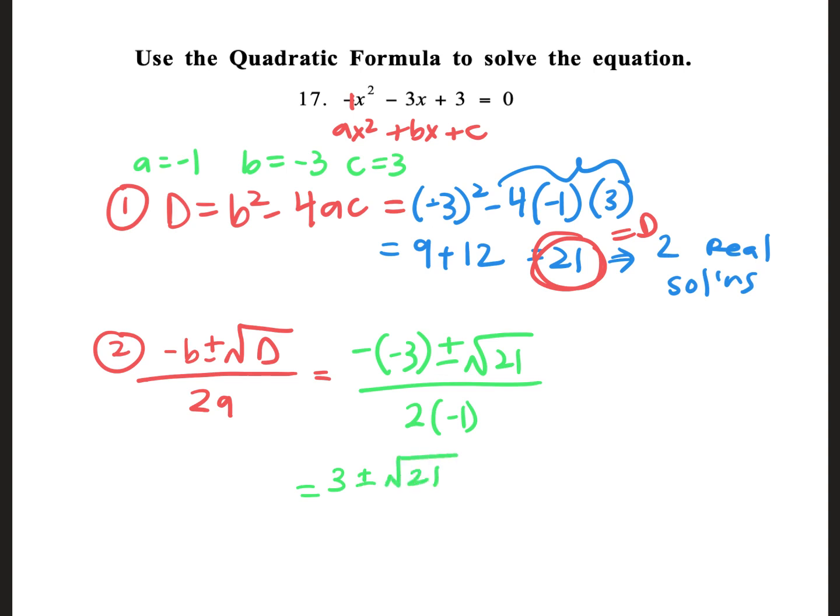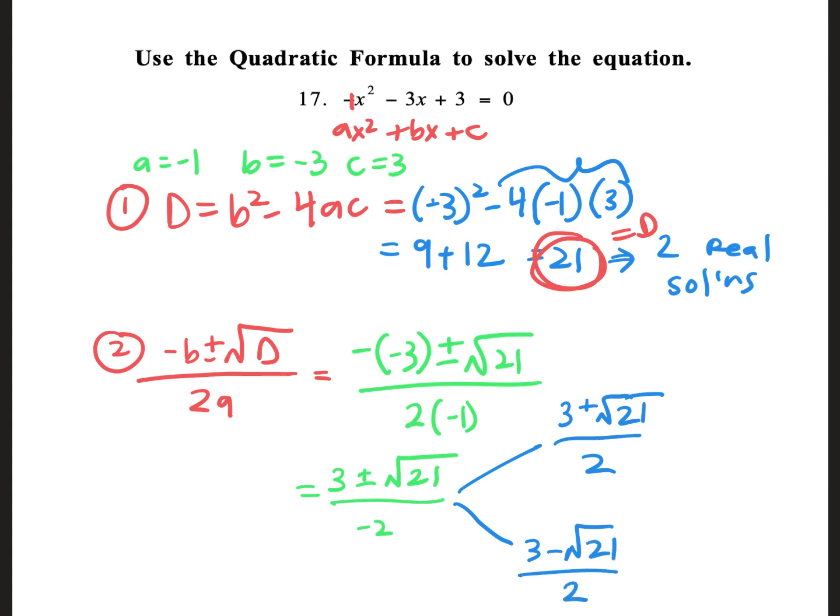Now, ideally, if I could simplify 21, I would, but I can only divide 21 by 21, 7, and 3, and none of those are perfect squares. So it's just going to stay square root of 21. And then 2 times negative 1 is negative 2. At this point, we'll break it down into 2 parts. We have 3 plus the square root of 21 over 2. We have 3 minus the square root of 21 all over 2. Oh, excuse me, my 2 is negative in both of those.